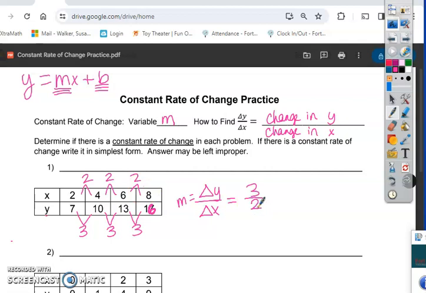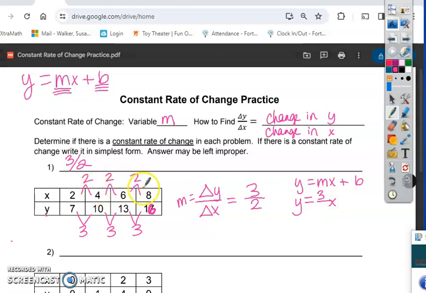So this is m. That means we have a constant rate of change of 3 over 2. This is where the 3 over 2 would be right there. So I'm going to write this here: y equals mx plus b. When you write an equation in this form, we call it slope-intercept. Then the m goes right here. We got 3 over 2.